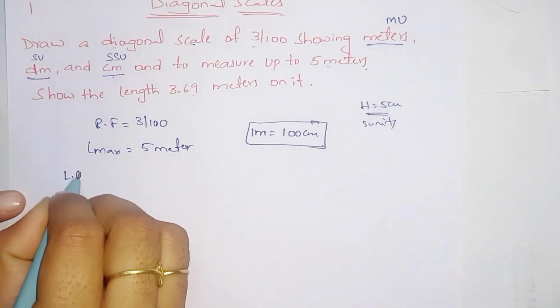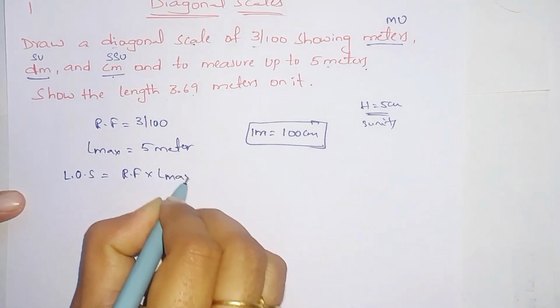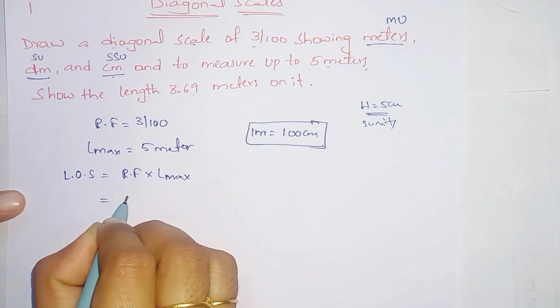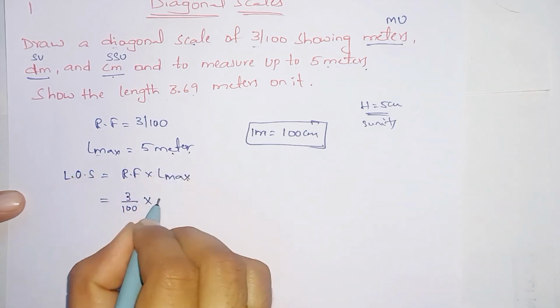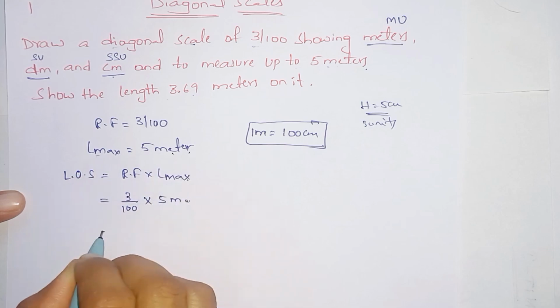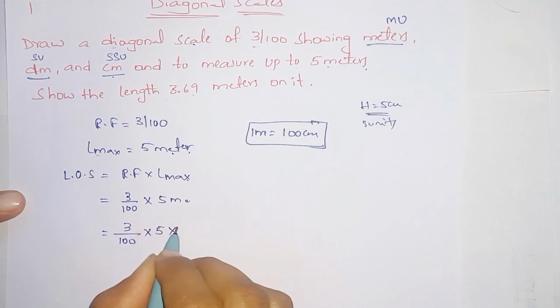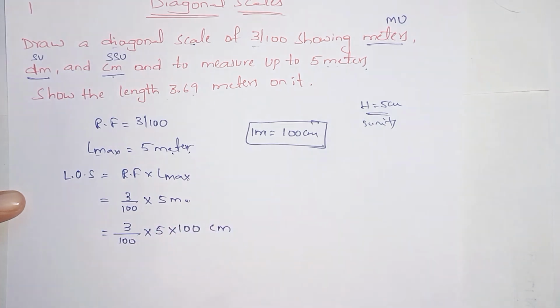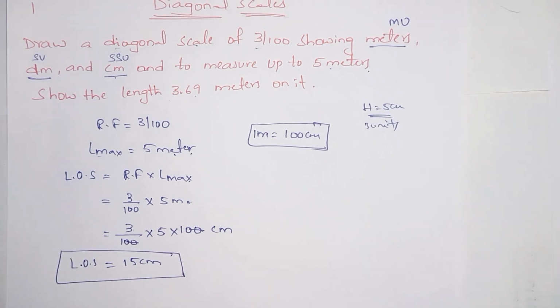Substitute: LOS, the length of the scale, is RF into L max. RF is given as 3 by 100, into L max, which is 5 meters. Because the scale is in centimeters only, we use 5 into 100 centimeters. The 2 zeros get cancelled, and 3 into 5 is 15 centimeters. So LOS, the length of the scale, is 15 centimeters.